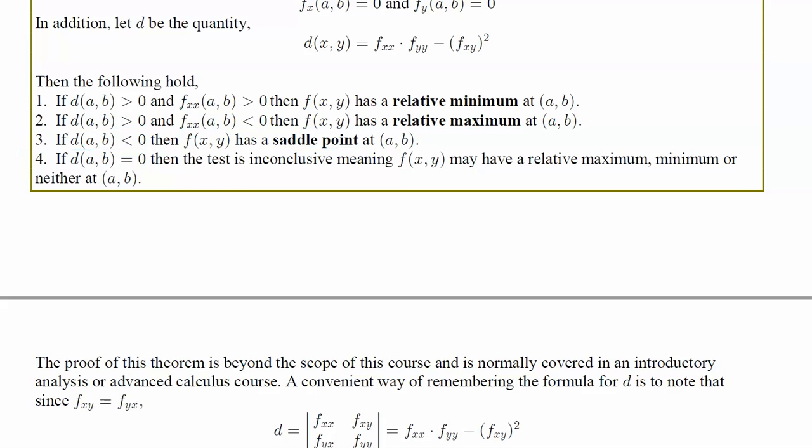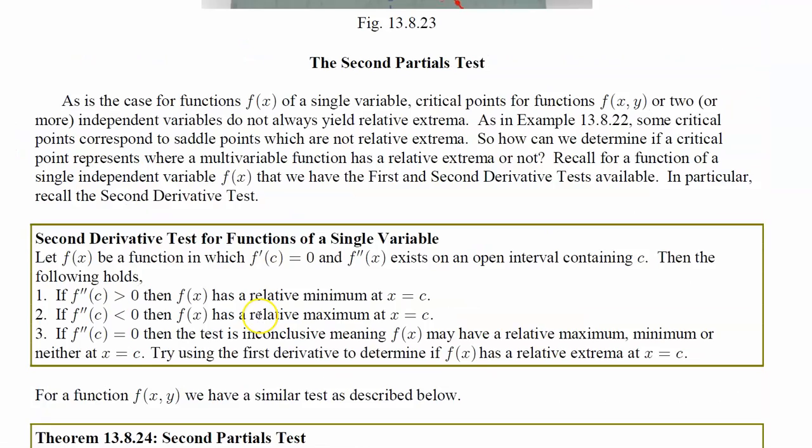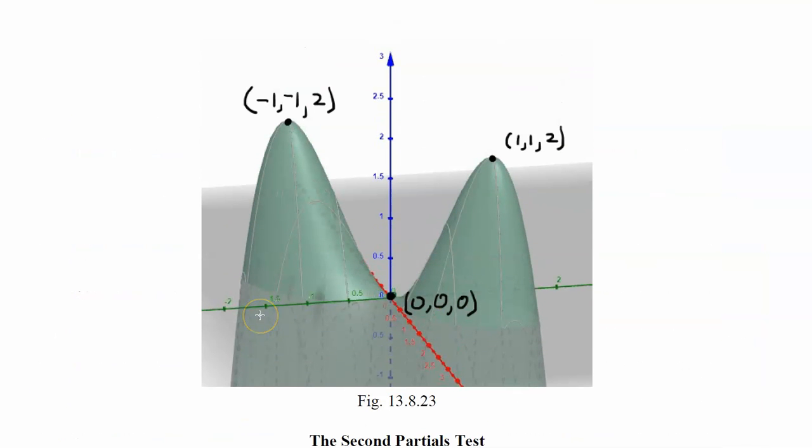And recall that looking back at the graph of that function, once again, this was the graph of that function, the surface. And you see that at (0, 0), we do have a saddle point. At (1, 1) and (-1, -1), you do have a relative maximum. Okay, so that's using the second partials test to verify what we had seen graphically previously.